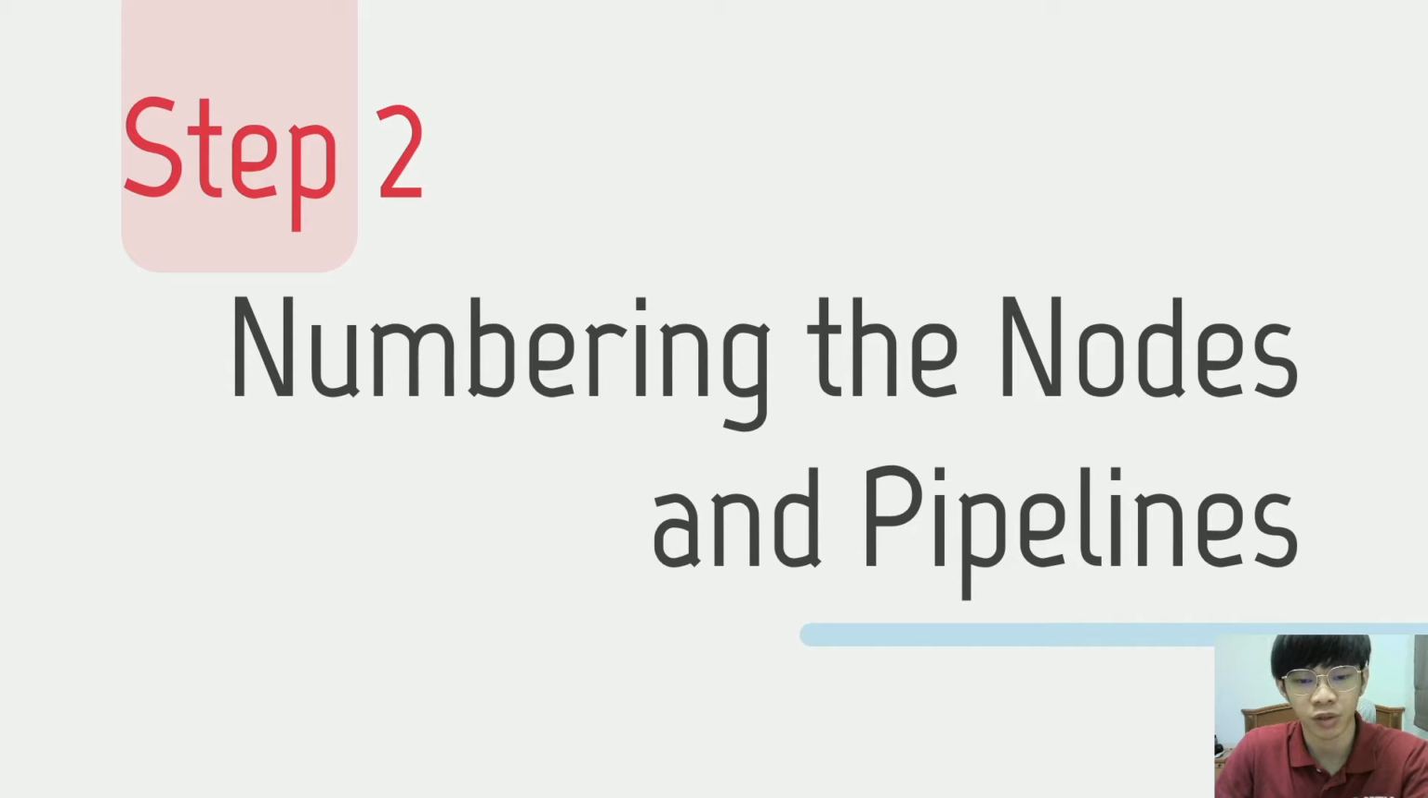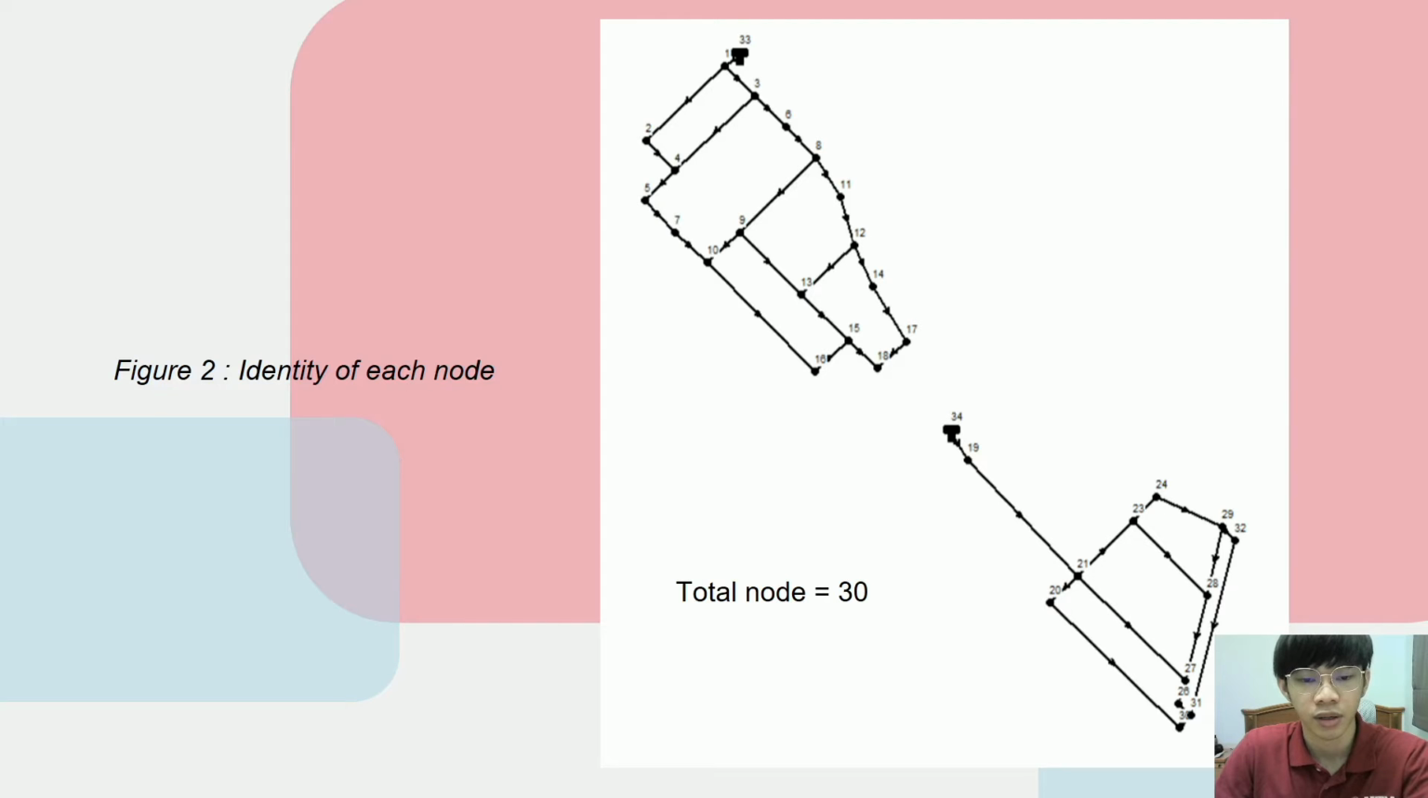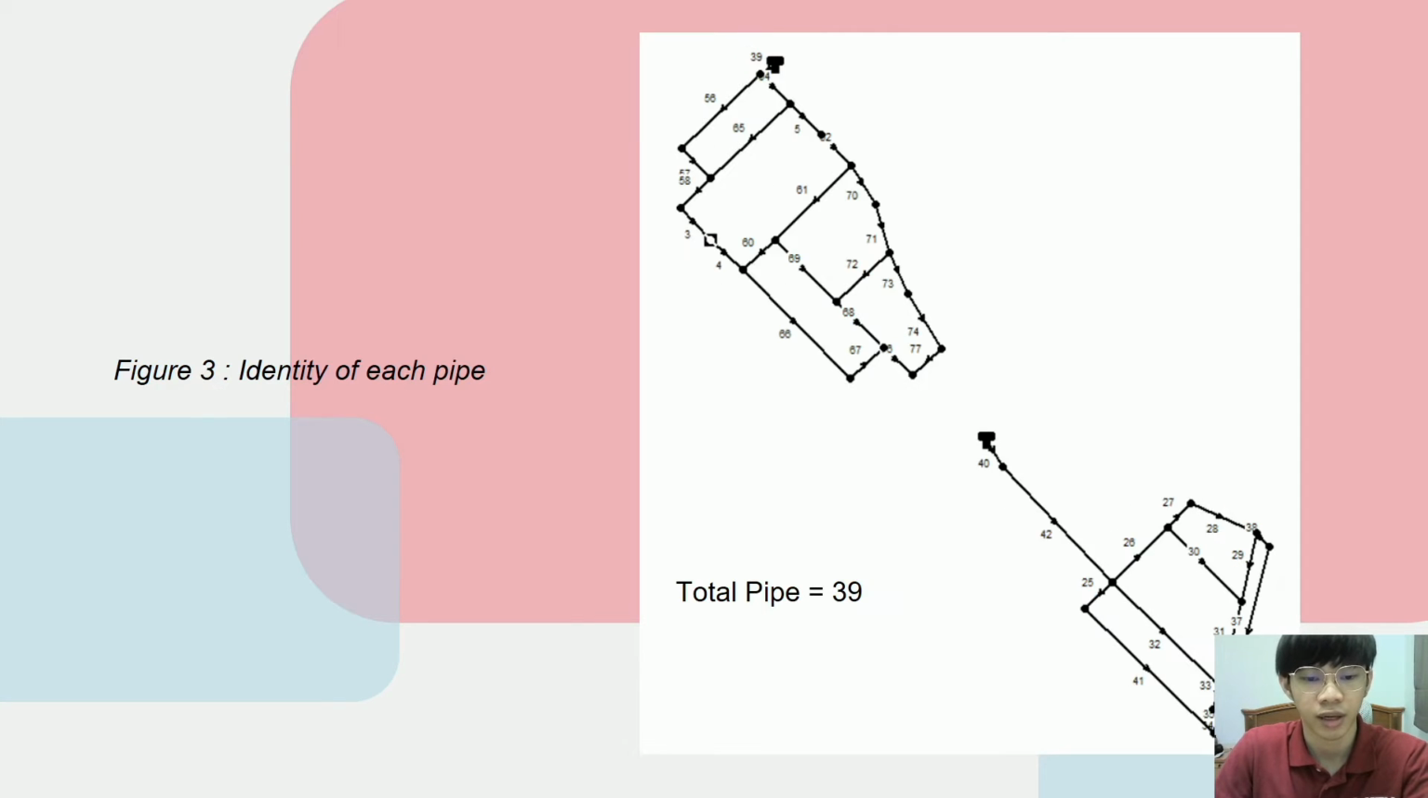Step 2 is numbering the nodes and pipeline. This figure shows the identity of each node. The total node in our project is 30. And this figure shows the identity of each pipe. The total pipeline used is 39.